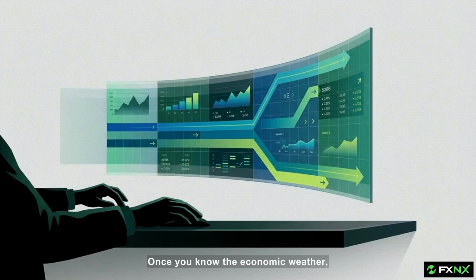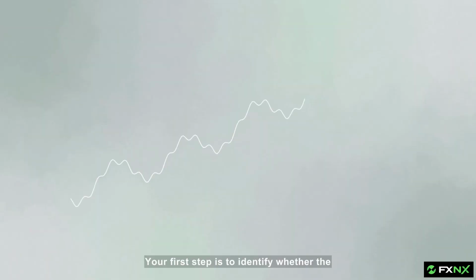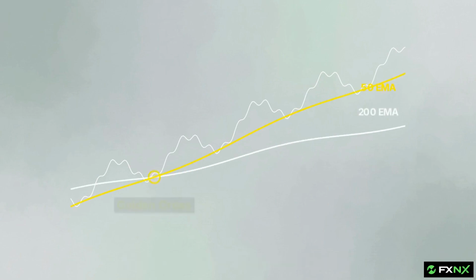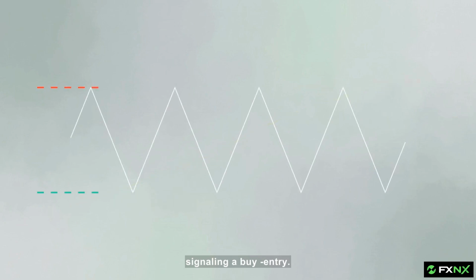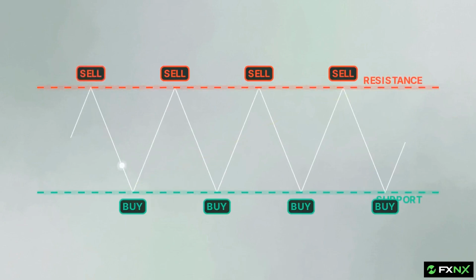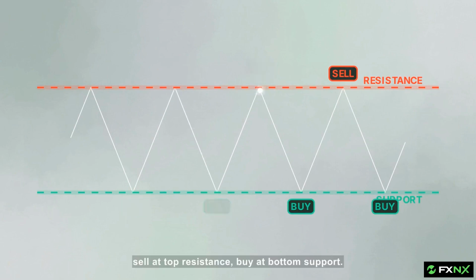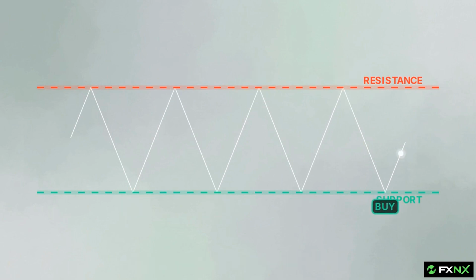Once you know the economic weather, you bring that context to the charts. Your first step is to identify whether the market is locked in a strong trend or consolidating sideways. This chart shows a classic trend-following setup. Look for a golden cross, when the 50-period average crosses above the 200-period average, signaling a buy entry. When markets go flat, switch to a range-bound strategy. Sell at top resistance, buy at bottom support.